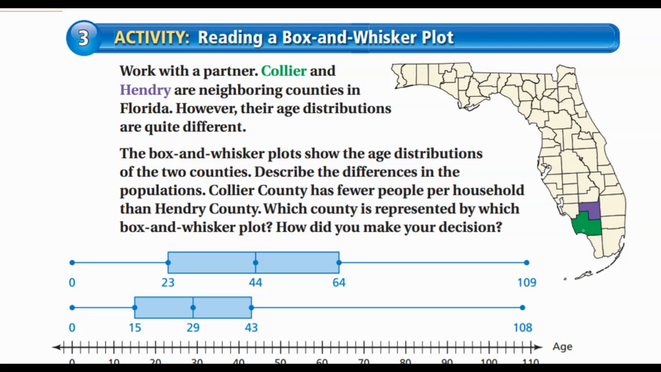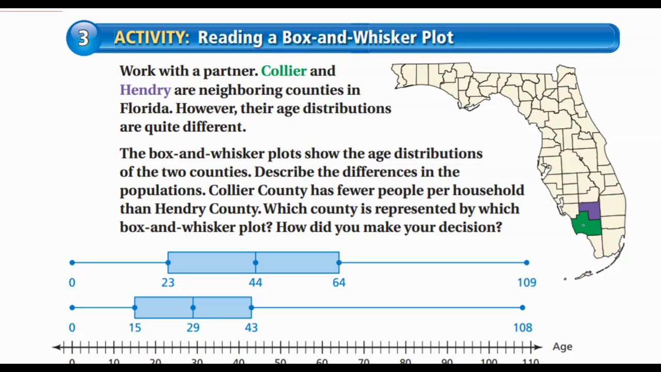So what do you think that means if they have fewer people in each house? Well, I can tell you what it means. It means that there's less kids. Think about it. A household with only maybe older adults wouldn't have kids in the household. So that would be why there'd be fewer people per household. Think of your households. Many of your households have 3, 4, 5, even 6 people. Whereas your grandparents' household probably only has 2 people, or maybe even just one. So Collier County is going to have fewer people per household, probably because it has an older population.